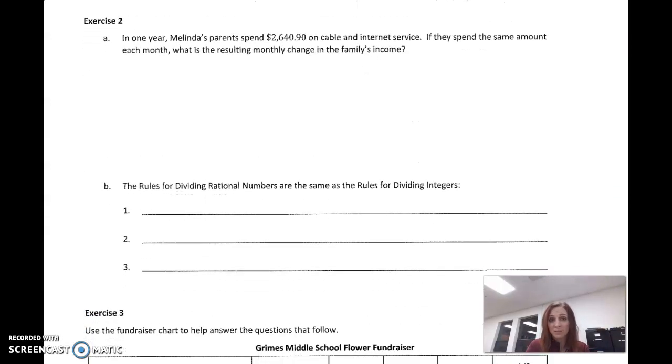So in 1 year, Melinda's parents spent $2,640.90 on cable and internet services. If they spend the same amount each month, what is the monthly charge? So they are spending, so I think that's negative. That's money going out of their account. So a negative $2,640.90. And we want to know how much that is per month.